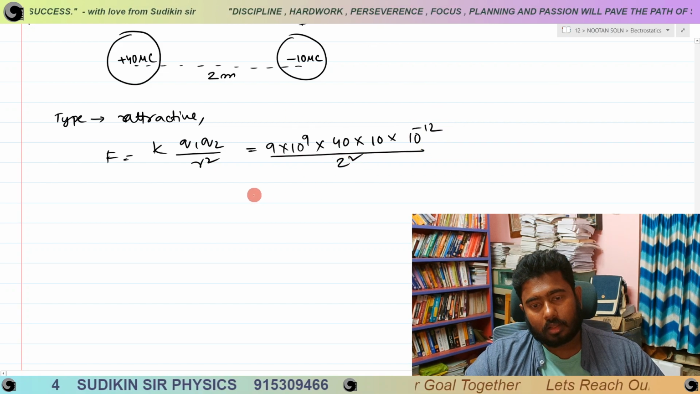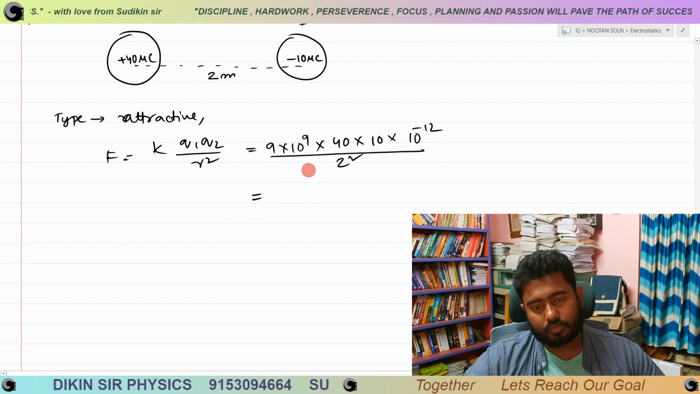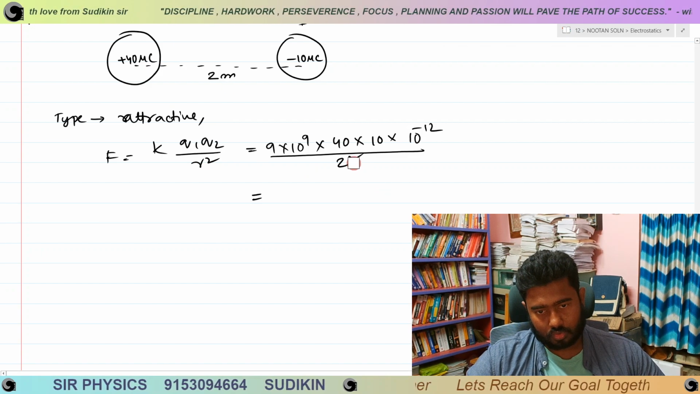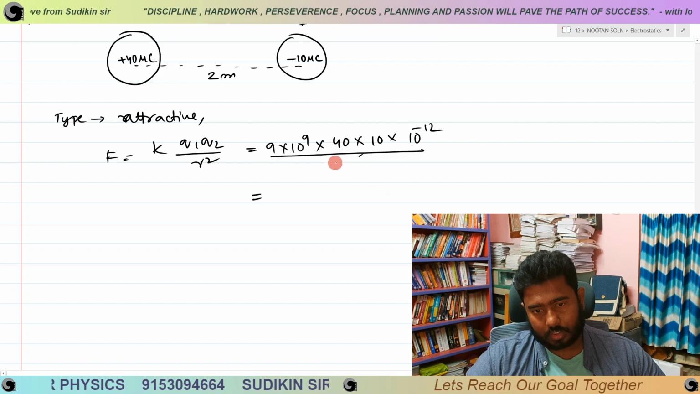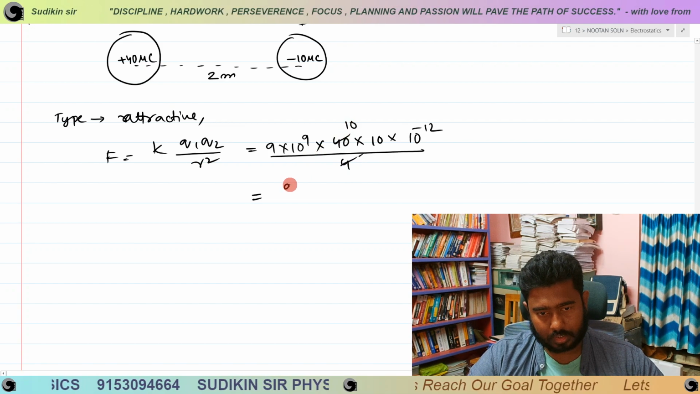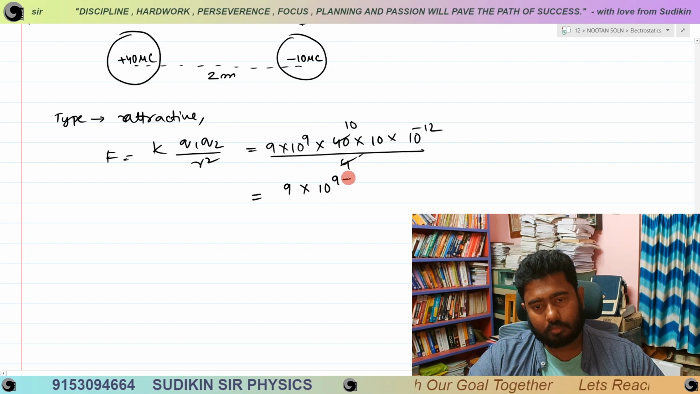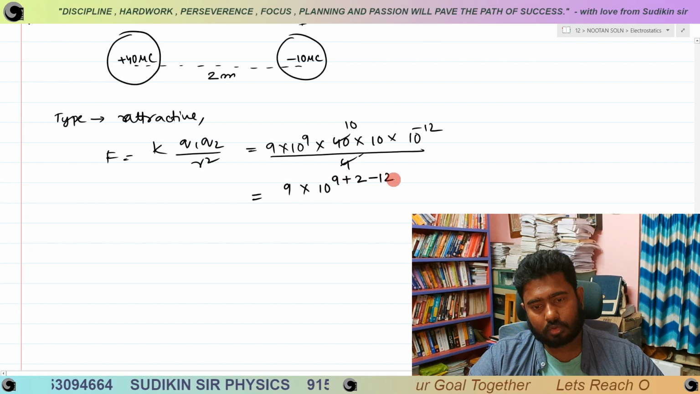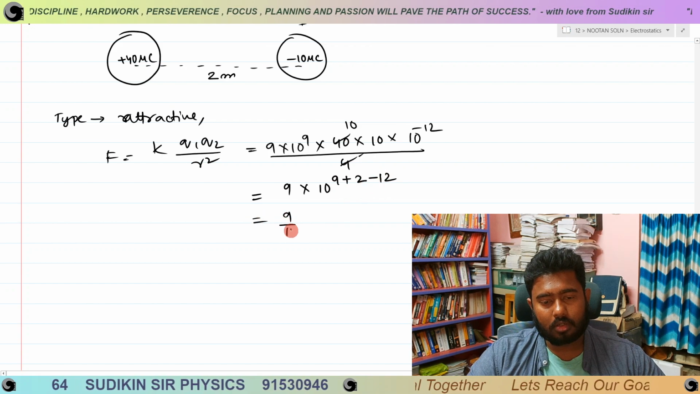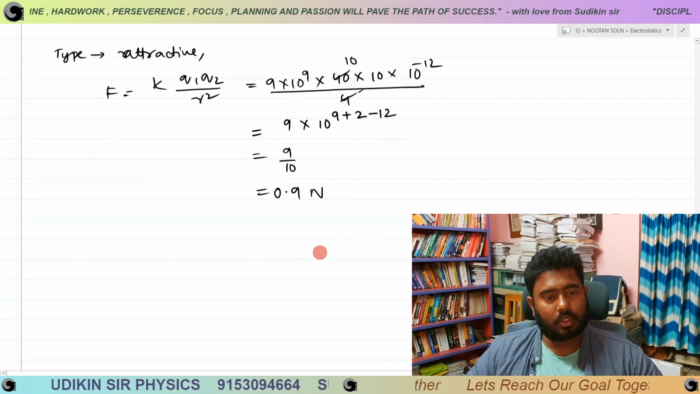So 2 square is 4, so we can simplify it easily. 4, this will be 10. So that will be 9 into 10 to the power 9 plus 2 minus 12. 9 plus 2 is 11, minus 12 is minus 1. That will be 9 by 10 or 0.9 Newton. That is the first answer.